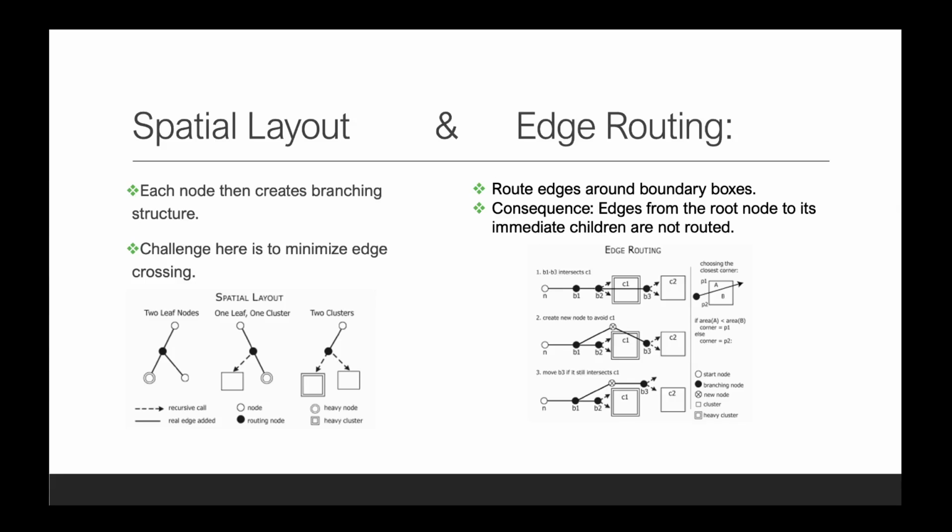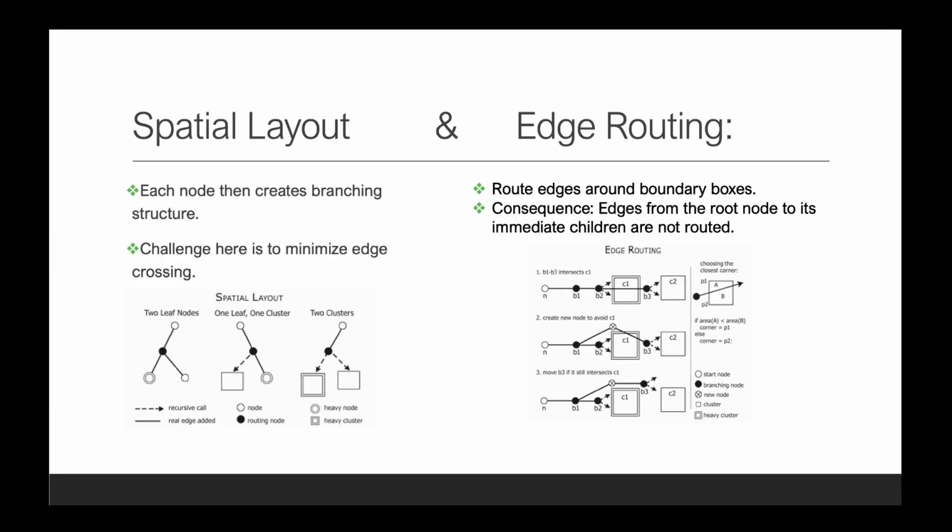Spatial layout. Each node creates a branching structure from the parent to its two children. The challenge here is to minimize the edge crossings. Here is an example of the spatial layout, three examples to be specific, where there are two leaf nodes, one leaf node and one cluster, and two clusters. Each of them is different and so they are handled in different ways using recursive calls or real edges.